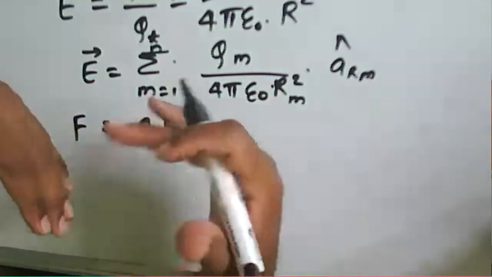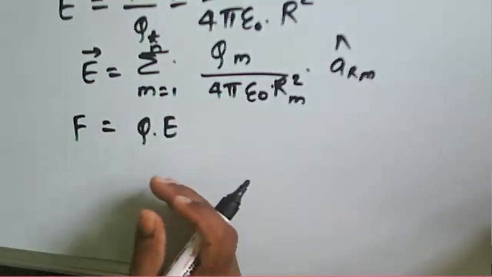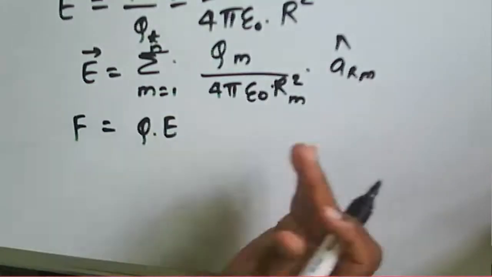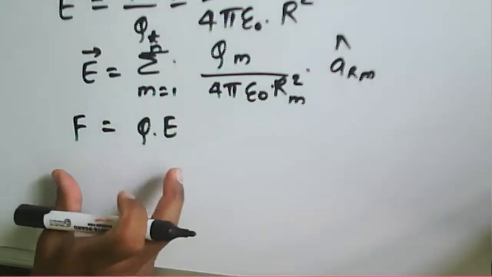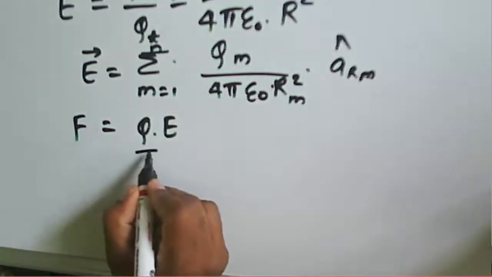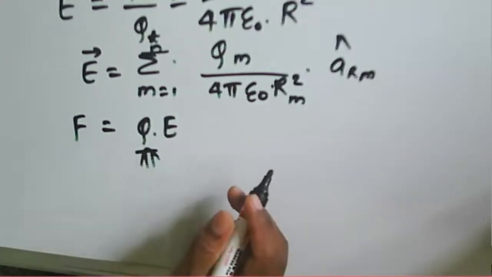Now we just use a scalar form instead of a vector, so that it will be easiest for us to write the equation. We'll try the vectorial form later. Now F is equal to QE. That is about your charge, this is nothing but your charge Q.